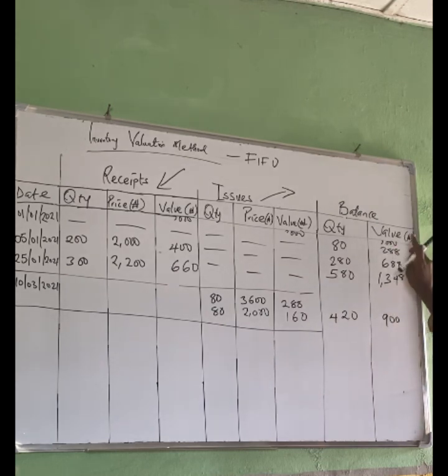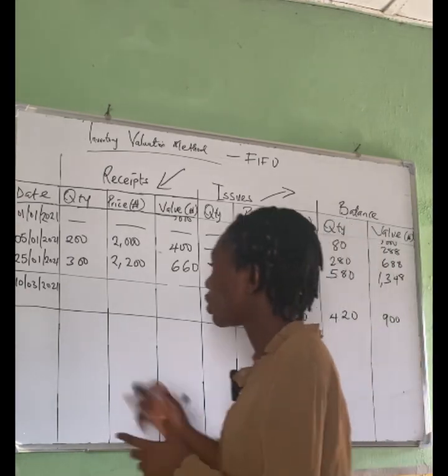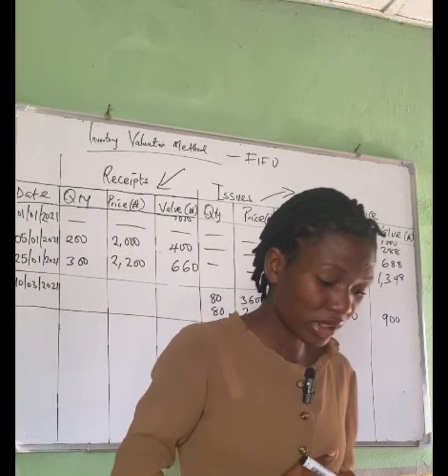1,348, because we are suspended. So let me just be using the value like that. 1,348 to give us what? 900. All right, now we are through with this for March, for 10th of March.